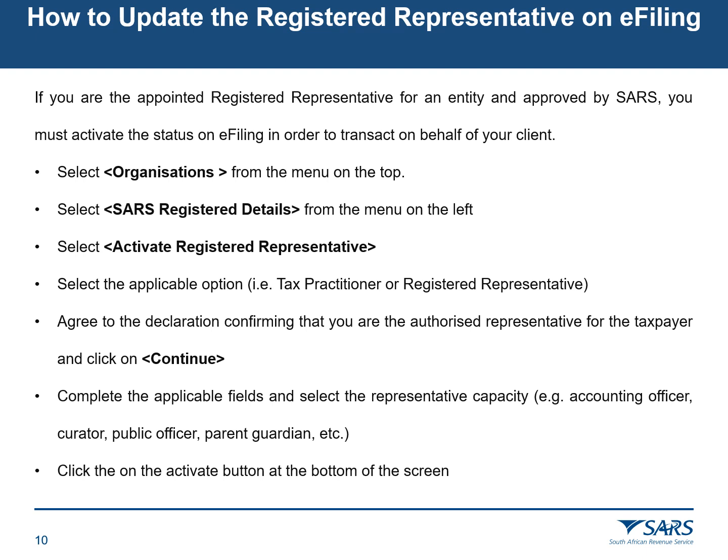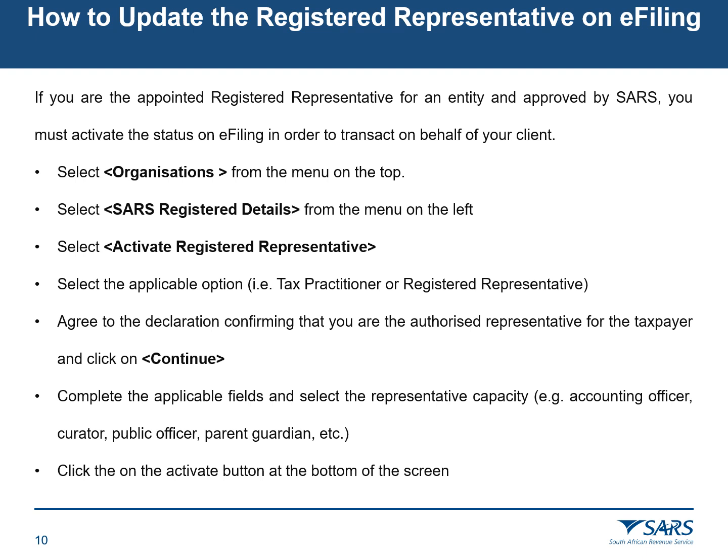So step 1 is, top right hand side, you would click on Organizations. Then you would select SARS registered details on your left hand side. You would select Activate Registered Representative. Select the applicable option, which is the Registered Representative. Agree to the declaration by confirming that you are the authorized representative taxpayer and click Continue.